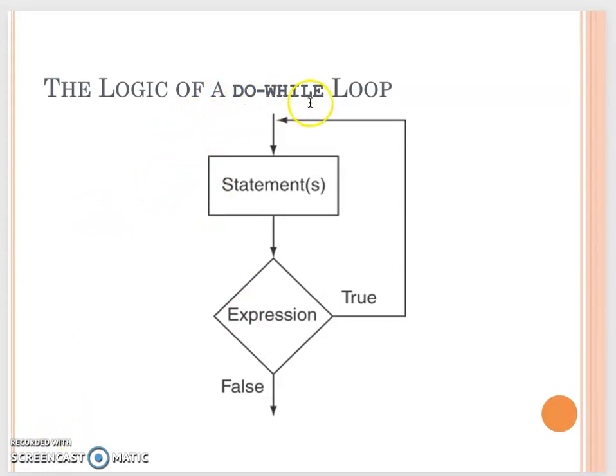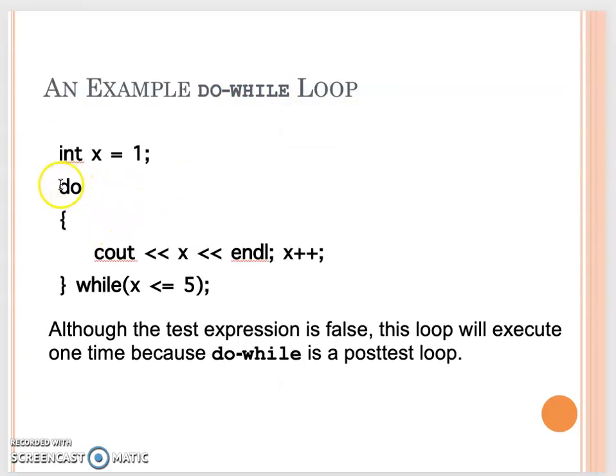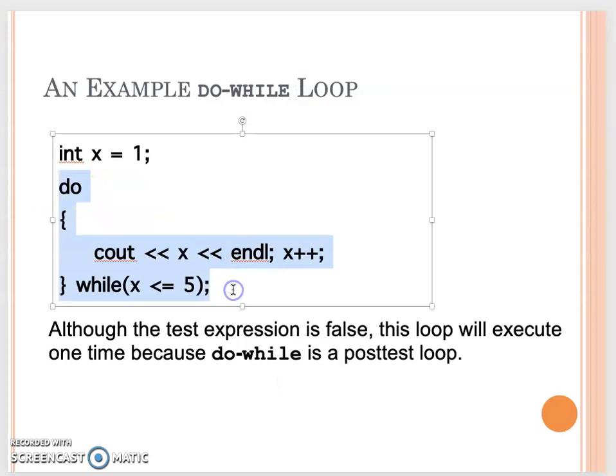So how do we implement the do-while loop? Here is a simple example. We're using the do-while loop to display x 5 times. Since you have an expression here, we always need a counter or some condition for the while loop or do-while loop. So we need to declare a variable, the counter, before the do block. We initialize x equal to 1.